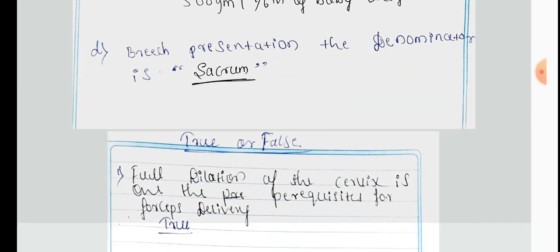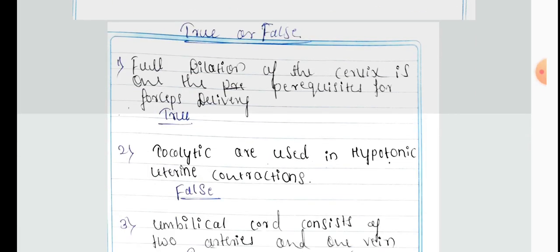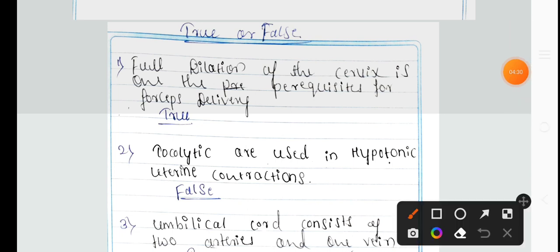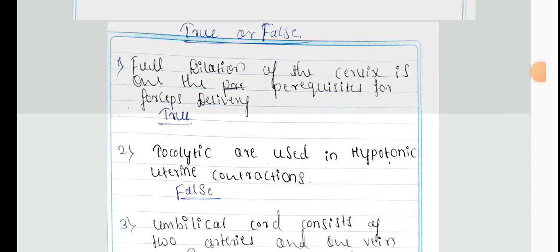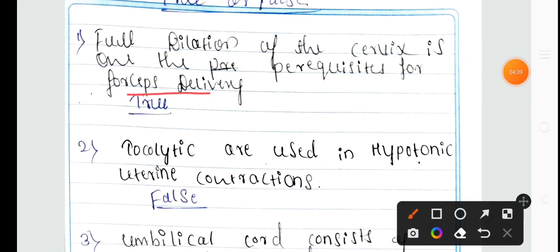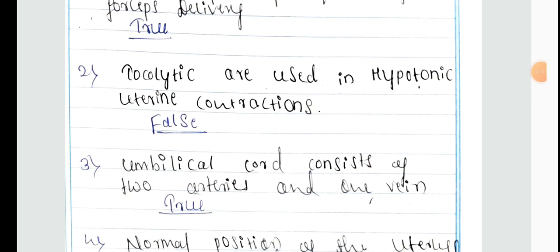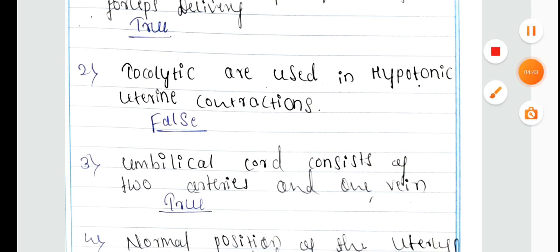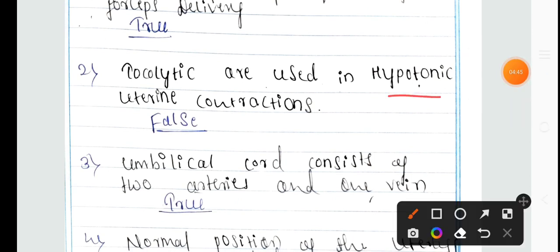Next we will see the true or false. First question is full dilatation of the cervix is one of the prerequisites for forceps delivery. Yes, true. Next question is tocolytics are used in hypertonic contraction. No, this is false.